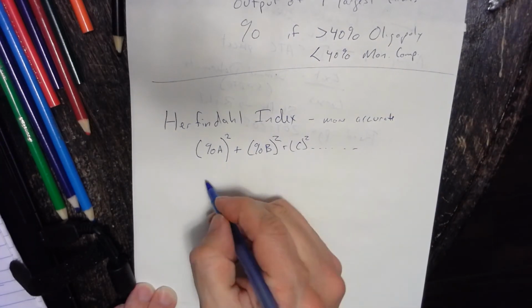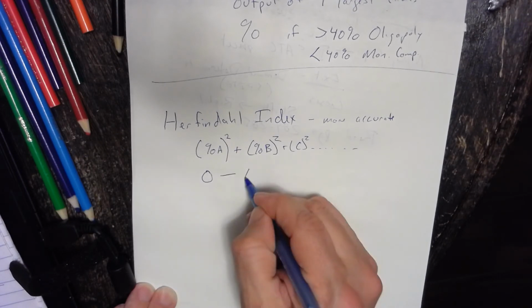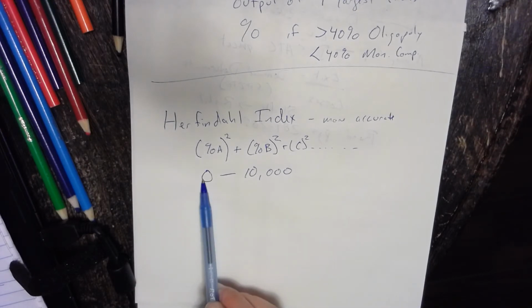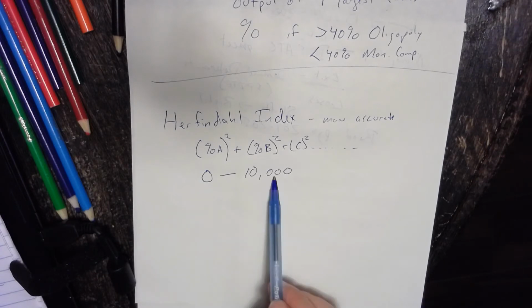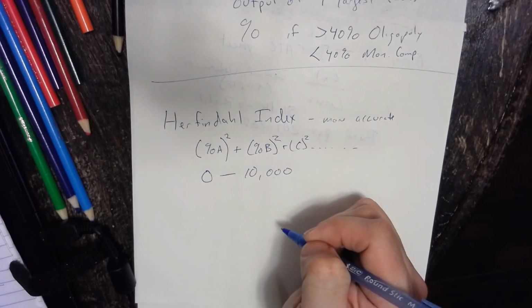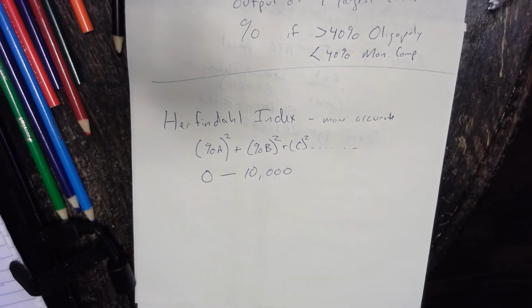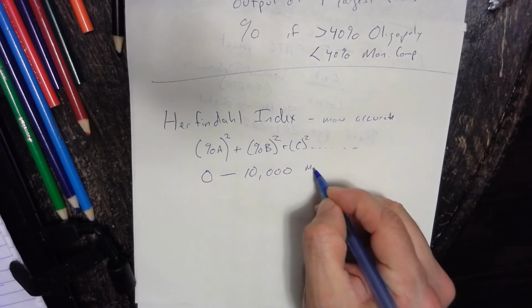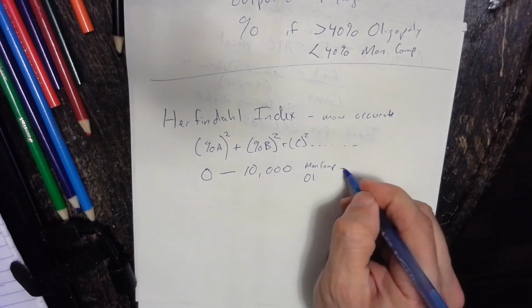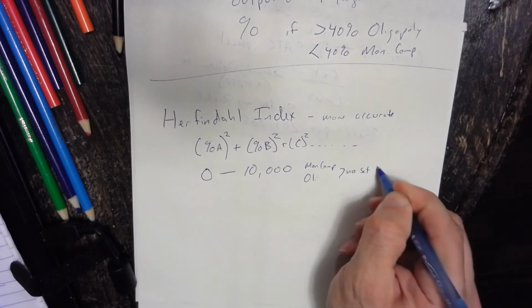You can get a number of 0 to 10,000. In that 0 to 10,000 range, you have pure competition here, you have monopoly here, and everything else in between. Now, one of the most common questions I get asked is, where is monopolistic competition and where is oligopoly? There is no set number.